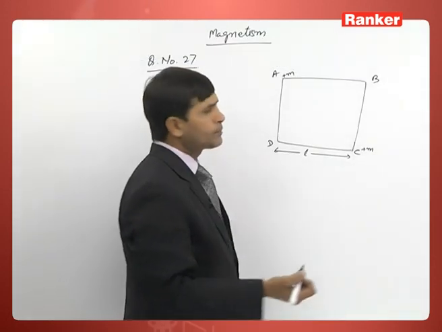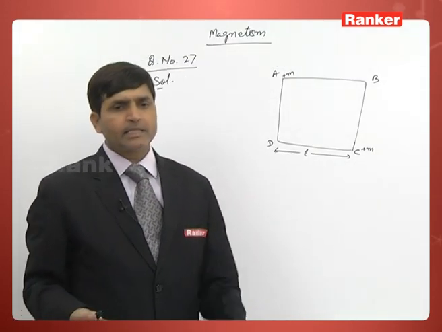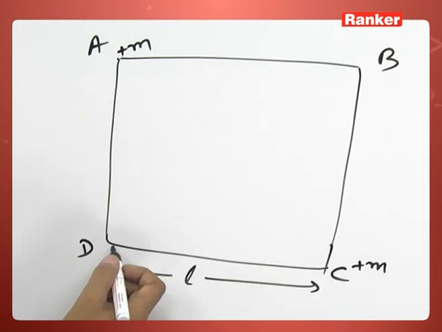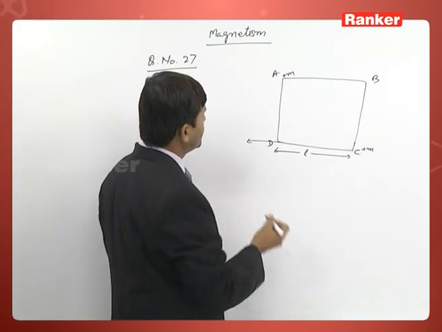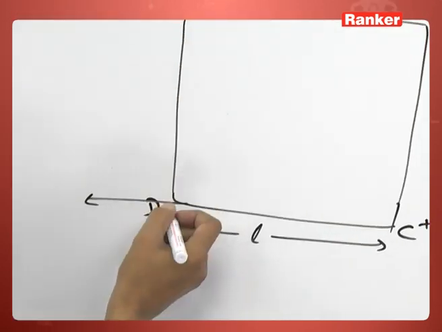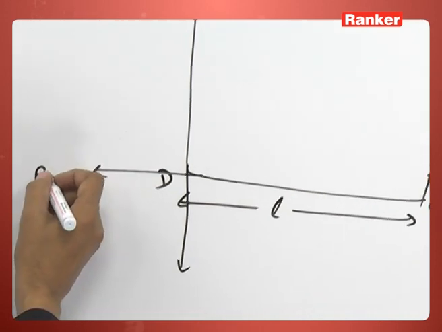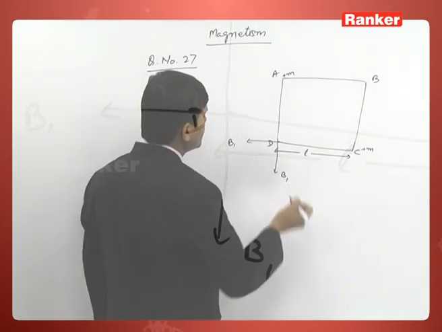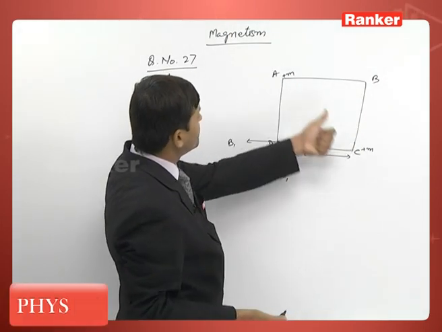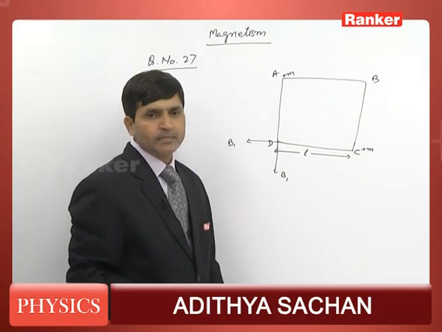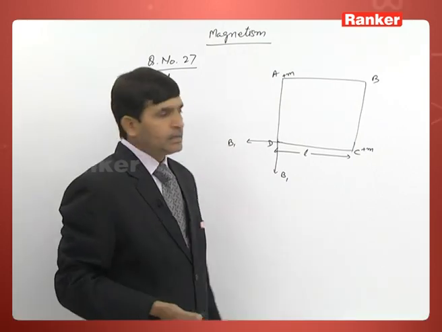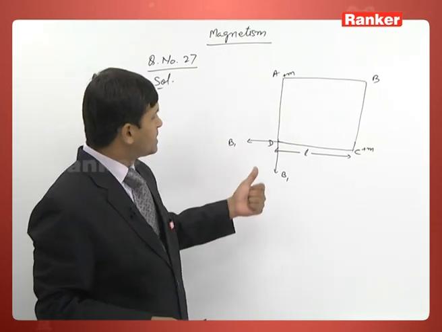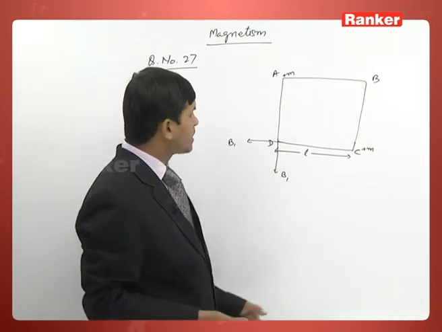And these two north poles have some pole strength at D. So at D, due to the C pole the magnetic field is in this direction and due to A it is in this direction, and these two are equal, B1 and B1, because the magnitude of pole strength and distance are the same. Now, what should be the pole strength at B so that D is the neutral point?